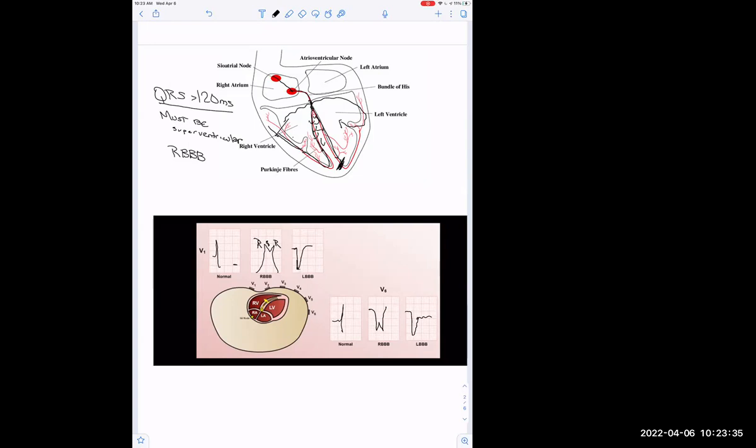Okay, so that's left and right bundle branch block. Very, very surface presentation of it. We're going to take a quick break and we're going to move into Scarbosa criteria, and we'll talk a little bit more about bundle branch block, but specifically we're going to talk about how to determine STEMI in the presence of a left bundle branch block.